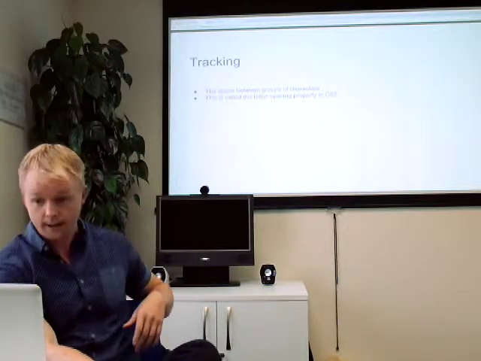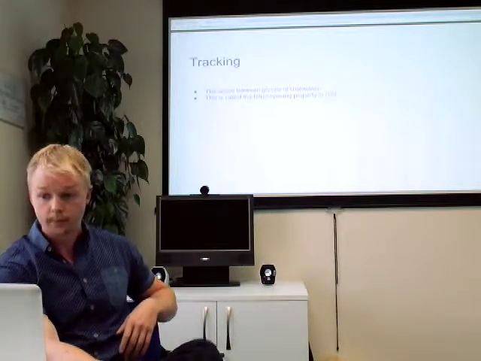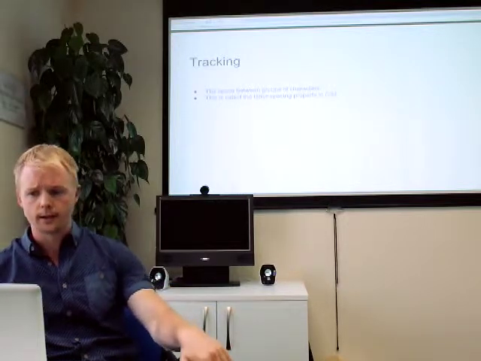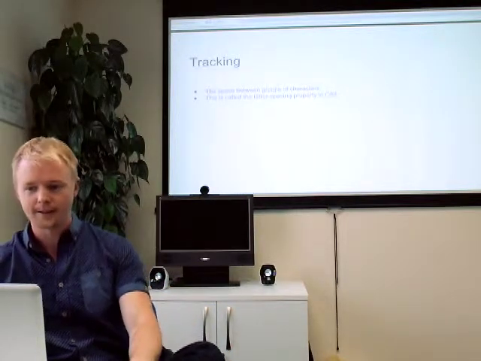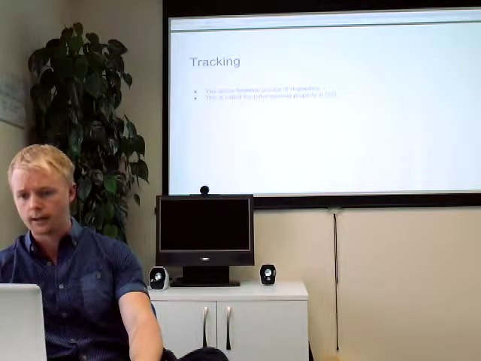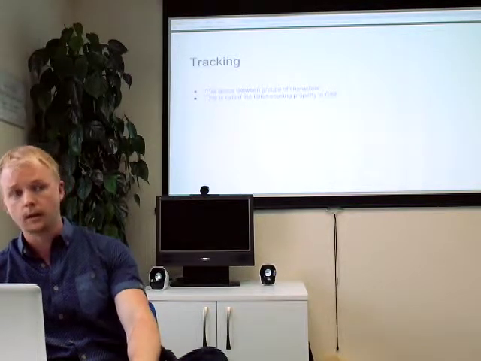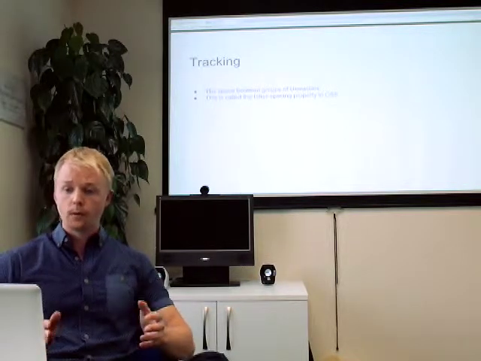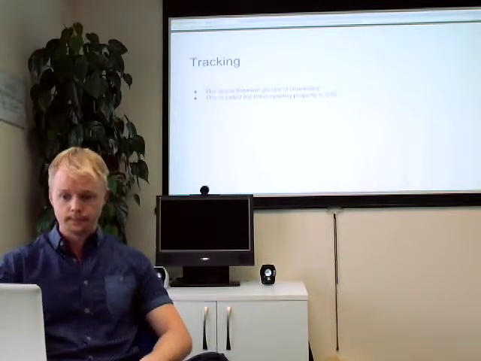And there's also tracking, which is the space between groups of characters. This is called the letter spacing property in CSS. And generally, the longer a line of text, the looser or wider the tracking needs to be.